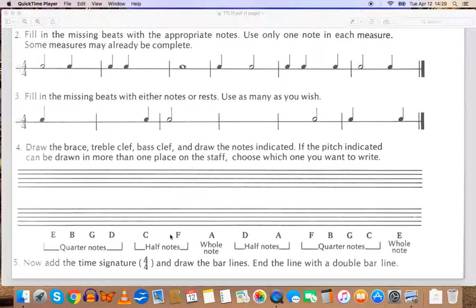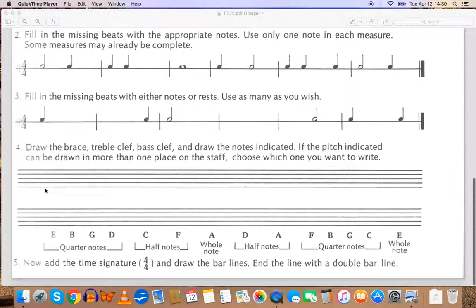Now here, they want you to draw the brace, treble clef, bass clef, and draw the notes indicated. So in the brace, we have a straight line and a curved line. Draw your clefs. If the pitch indicated can be drawn in more than one place on the staff, choose which one you want to write. So you can only draw one note for each letter. So this E here needs to be a quarter note. So let's say you're going to draw it right there. This B also needs to be a quarter note. You could draw it down here. That would be totally correct. Say this G is also a quarter note. Let's put it right here. D, let's put it up here. All quarter notes, all right? This one's going to be a half note, so on and so forth.